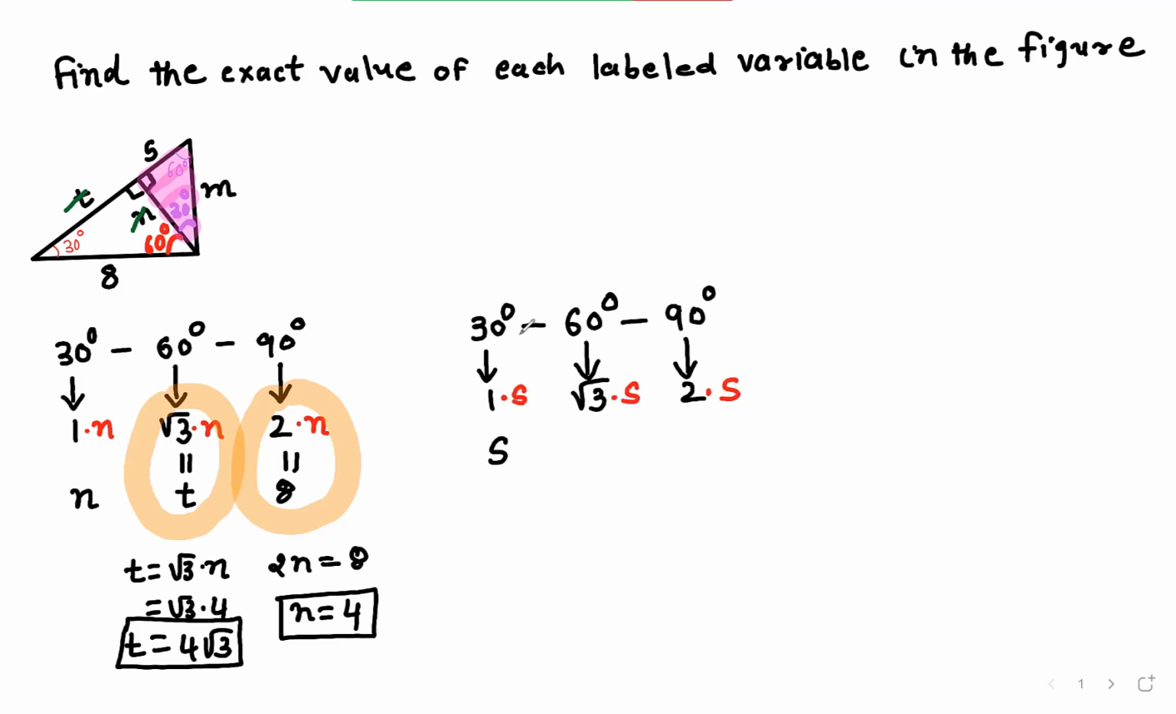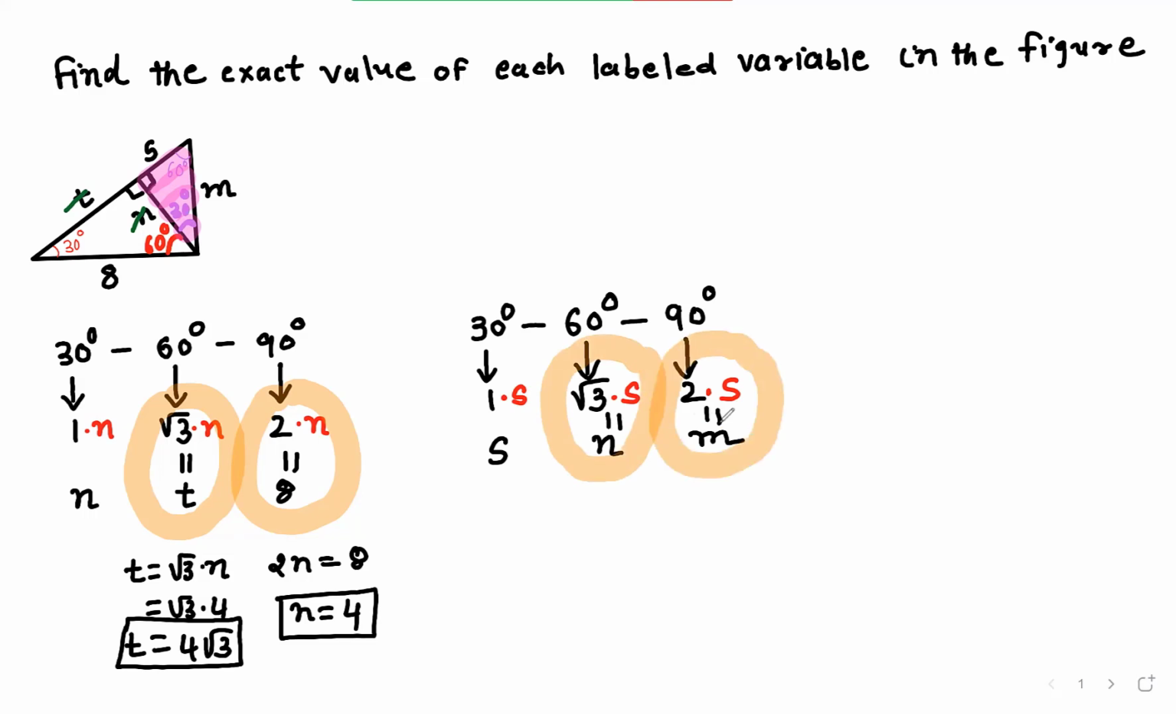So now we will go back to our figure and write down the side opposite the 30-degree angle has length s, and that will go here. Then the side opposite to the 60-degree angle has length n, that will go here. Side opposite the 90-degree angle has length m, which will go here. Now we will compare them. Remember, we will compare this one and this one.